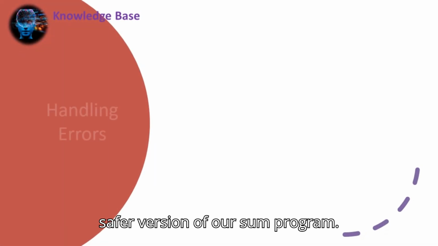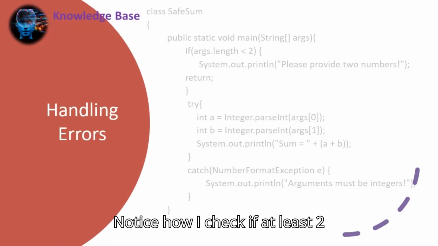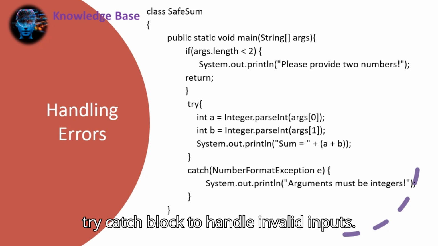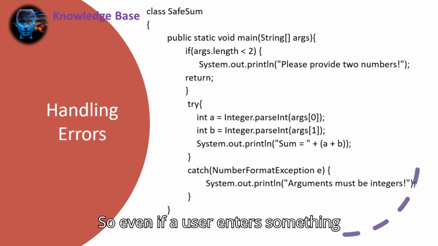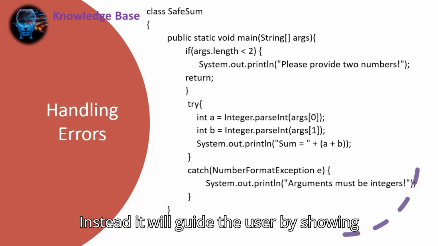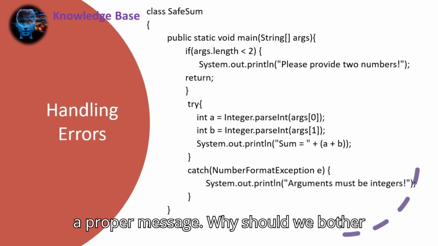Here's a safer version of our sum program. Notice how I check if at least two arguments are provided. I also use a try-catch block to handle invalid inputs. So, even if a user enters something wrong, our program won't crash. Instead, it will guide the user by showing a proper message.